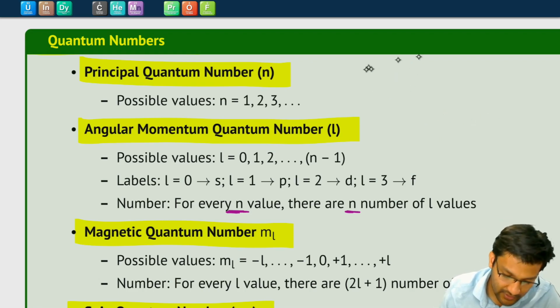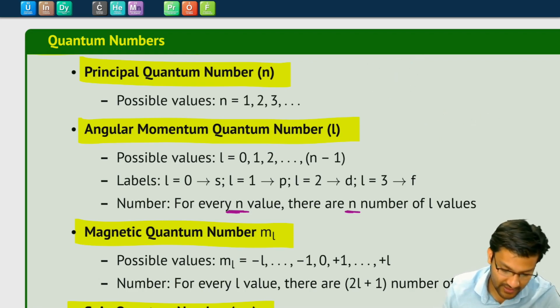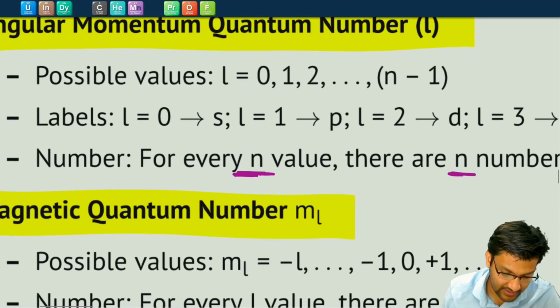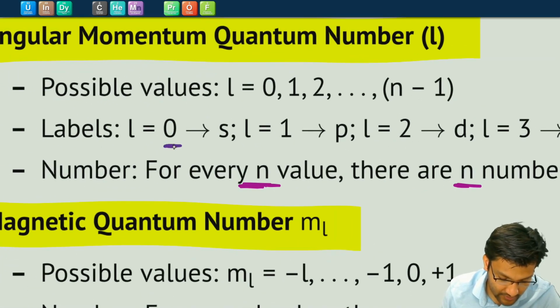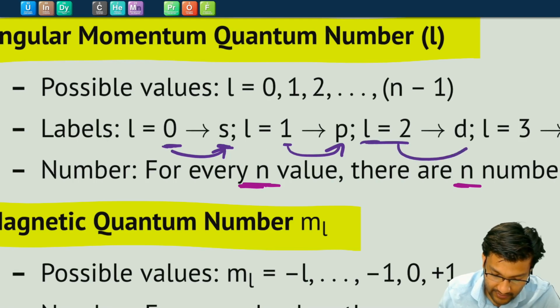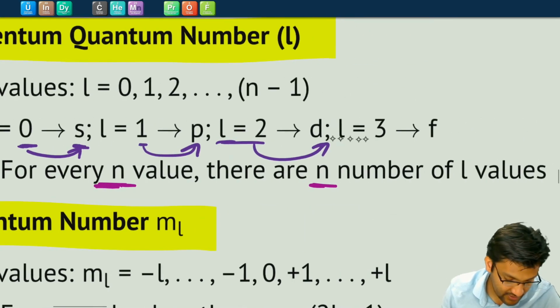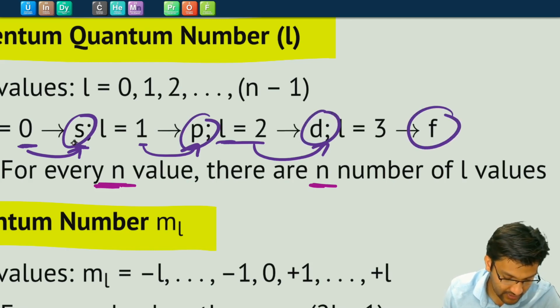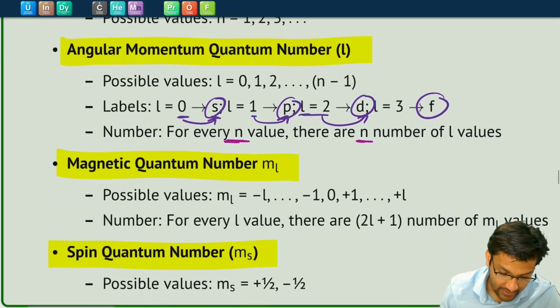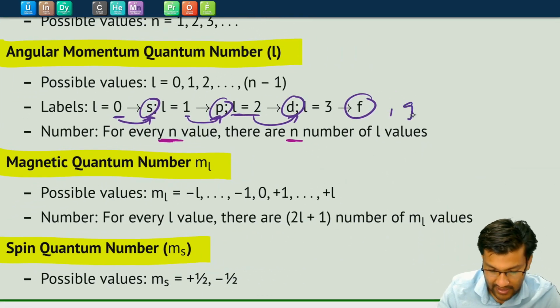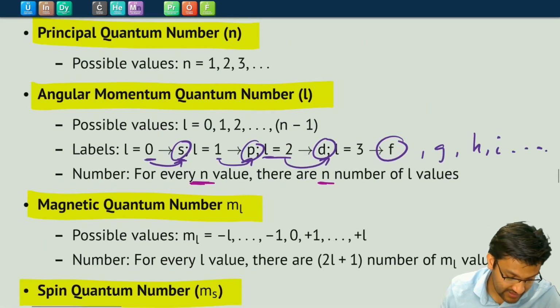So instead, what we're going to do is give letters for these L values. That's going to make it easy. For L equals 0, we're going to call that S. For L equals 1, we're just going to call that P, just to differentiate it from the n values above. So the letters are S, P, D, and F for L equals 0, 1, 2, and 3, respectively. After F, they just go alphabetically: G, H, I, and so on. So that's the first 2 quantum numbers.